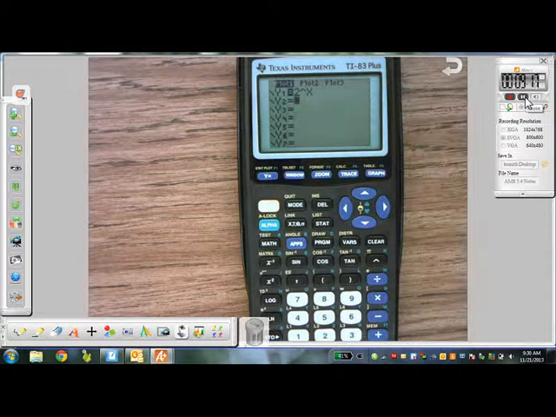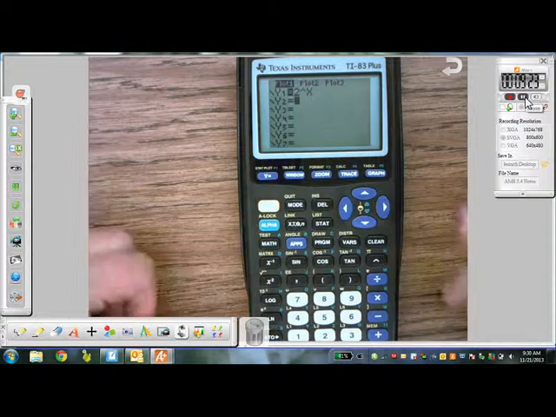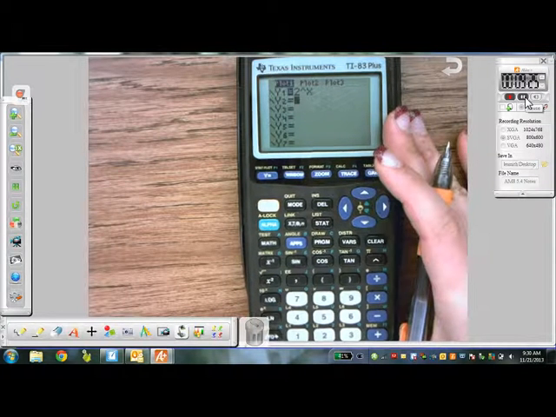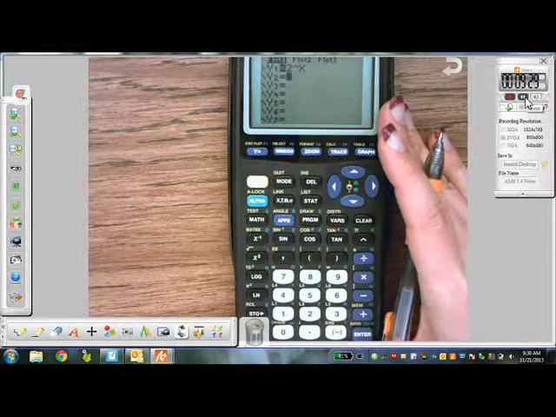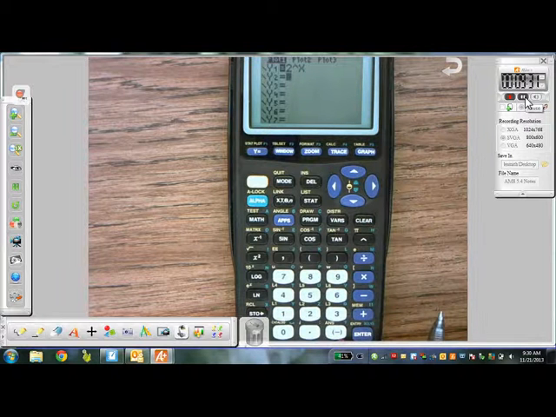Now what was m of x? Negative 2 to the power of x. So here's what you guys are going to do. Does everybody see the negative symbol? All the way at the bottom. It's in parentheses with a minus. Press that.